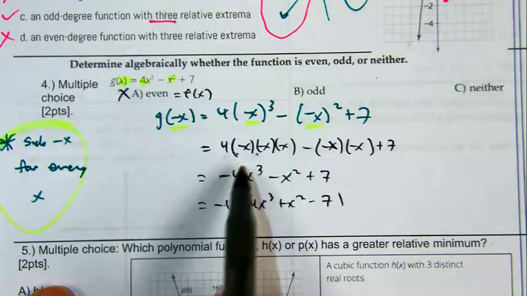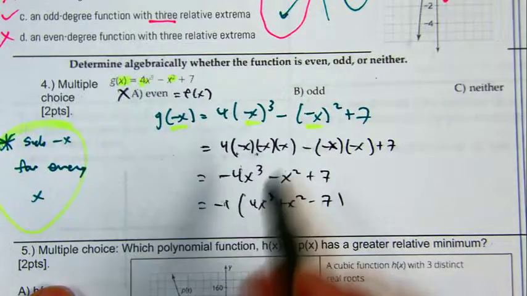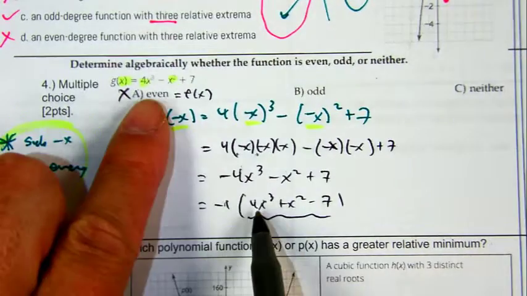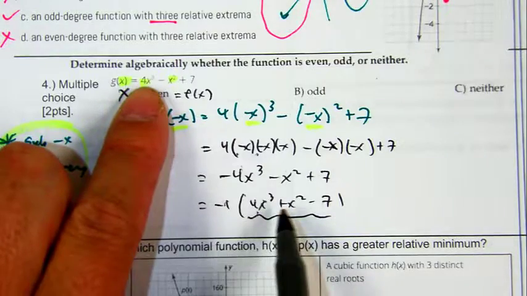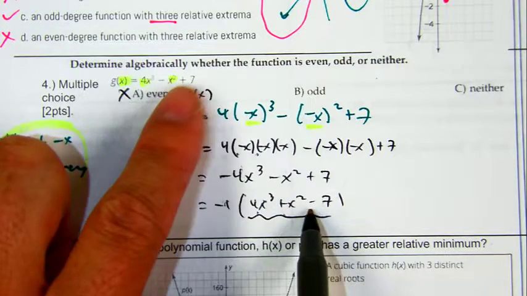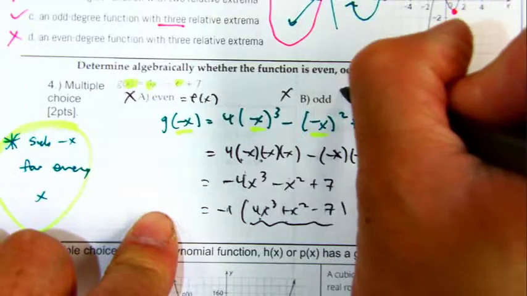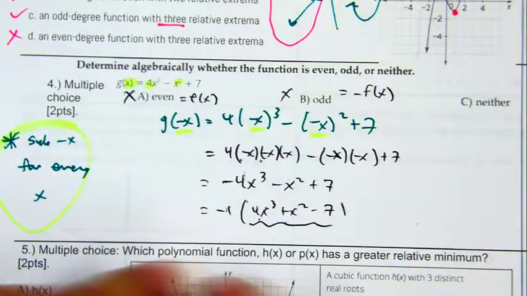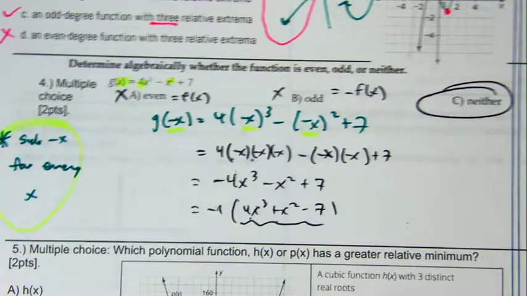So now inside here, this does not look like the original. You have a positive, you have a negative, that's wrong, and this one's negative, not positive, so it's not odd. Odd would have been the opposite of the original. Therefore, my answer is neither.